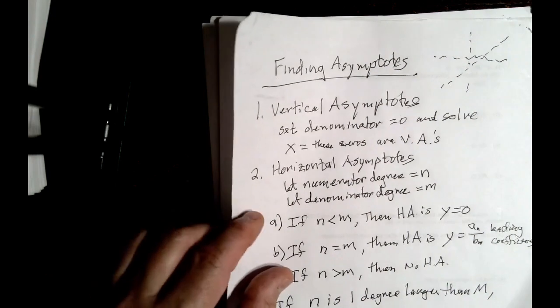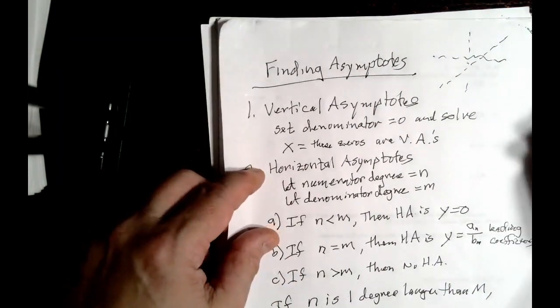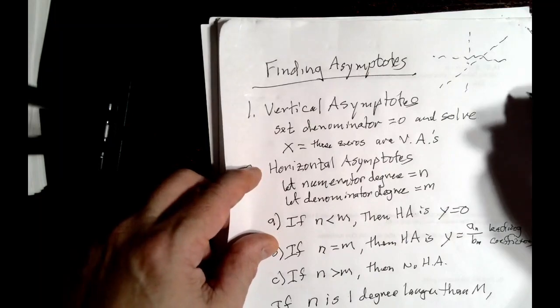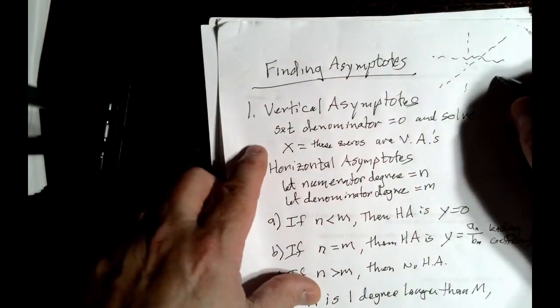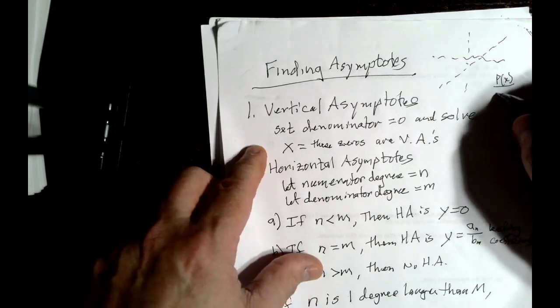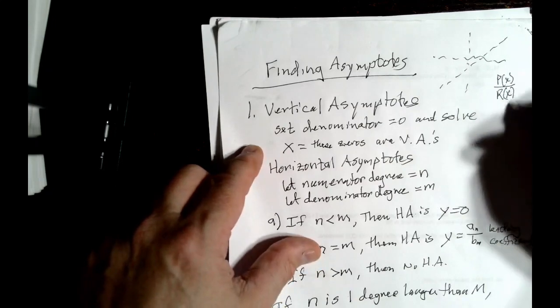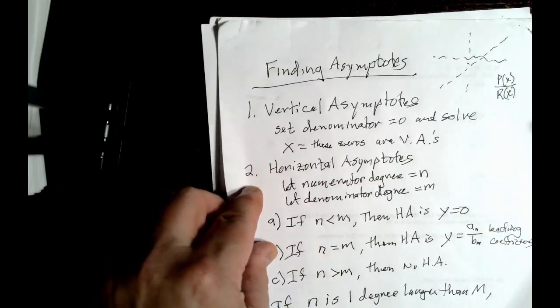In section 3.6 they talk about graphing rational functions, and a rational function is just one polynomial over another polynomial. You can have one polynomial p and another polynomial r, and it's just analyzing the graph to see what it looks like.